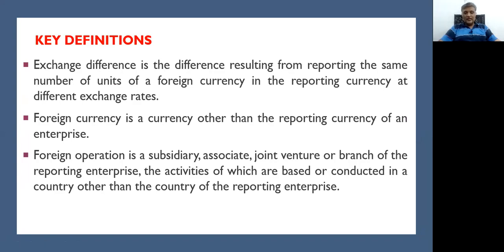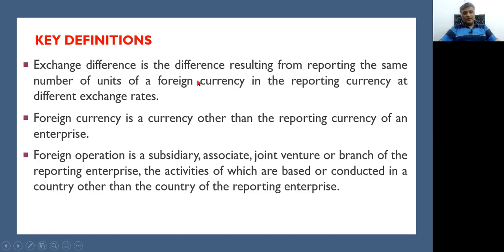When I say exchange difference, what is the real meaning of exchange difference? It is a difference resulting from reporting the same number of units of a foreign currency in the reporting currency at different exchange rates. There is bound to be a difference between the two exchange rates. So for example, when you buy an asset, the rate is 45 rupees per USD, and then if 2 months down the line you want to make a payment, it has moved up to 48. That 3 rupees is the exchange difference.